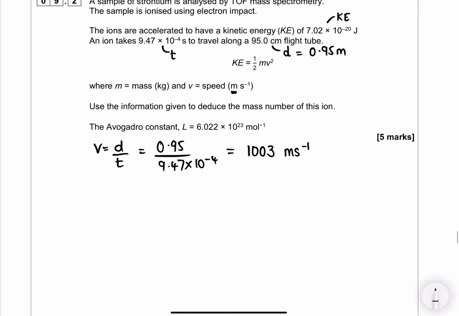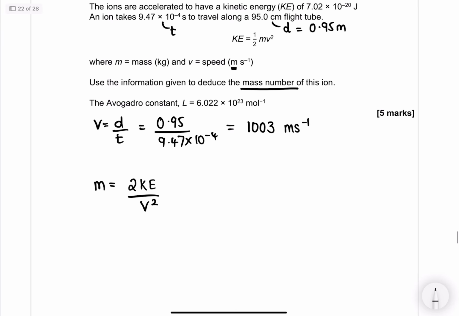We've got to get the mass number. So the first thing we're going to do is rearrange the kinetic energy expression to give us mass. So 2KE divided by v squared, but this is going to be the mass of one ion and not mass number. It's going to be the mass of one ion in kilograms even. So 2 times the kinetic energy divided by the velocity we've just calculated squared. So again, I'm going to use the fraction button, top line, 2 times 7.02 times 10 to the minus 20, and on the bottom line, I'm going to insert the answer and square it.